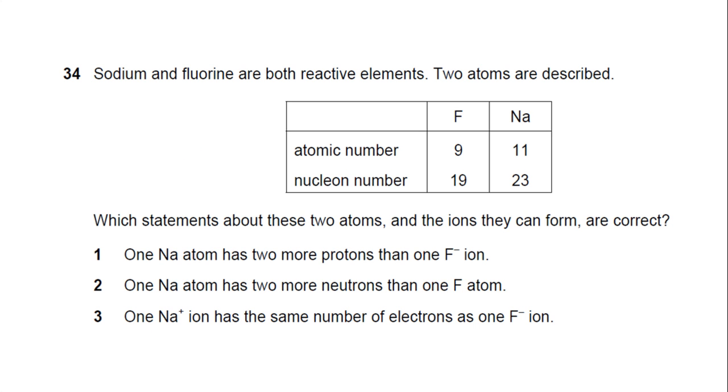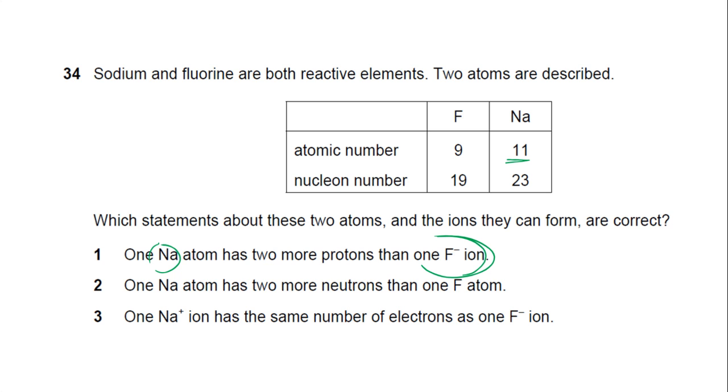Question number 34. Sodium and fluorine are both reactive elements. Two atoms are described. So here's fluorine, here's sodium. Their atomic number, nuclear number is given. They say which statements about these two atoms and the ions they can form are correct. Statement 1. One Na atom has two more protons than one fluoride ion. So we're comparing a sodium atom with a fluoride ion. A sodium atom has, according to the atomic number, 11 protons.